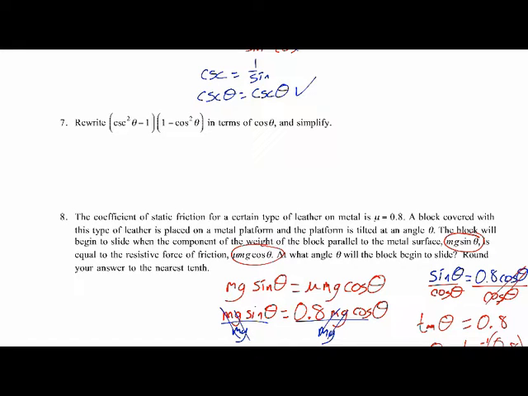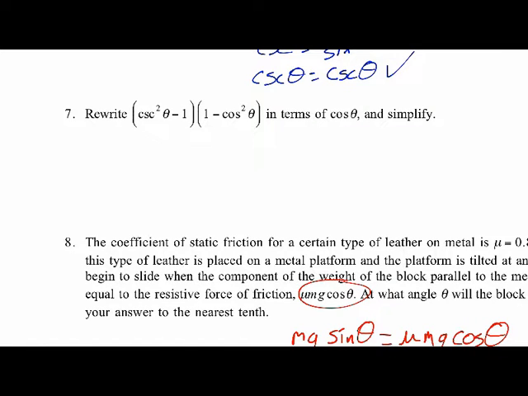Number 7, it says rewrite it in terms of cosine. I'm going to say rewrite it in terms of cosine and or sine. I'll change the directions for that on the test. Two different ways you can do this.